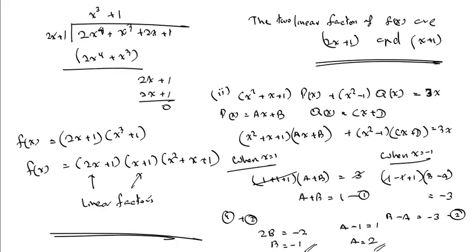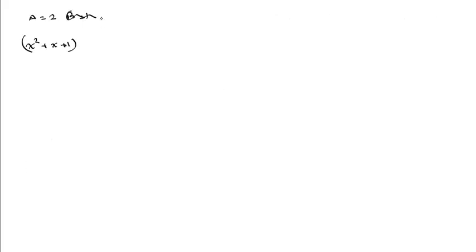I'm having x squared plus x plus 1. Is it plus, no, minus 1? It's minus 1. So I'm having here ax plus b, so (2x minus 1) plus (x to the power 2 minus 1)(cx plus d) equals 3x.